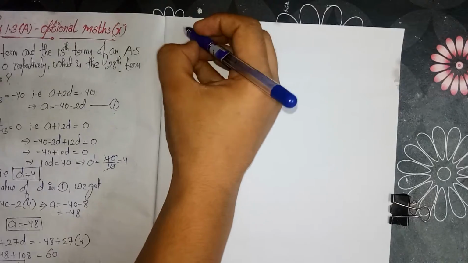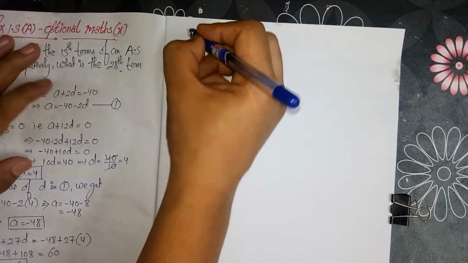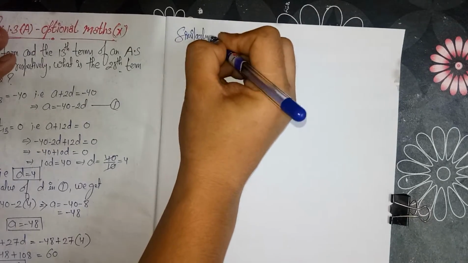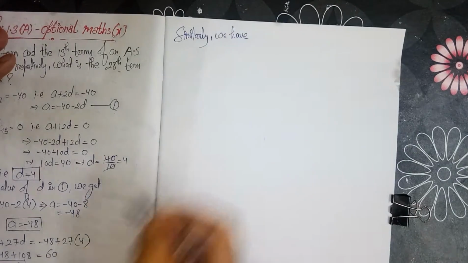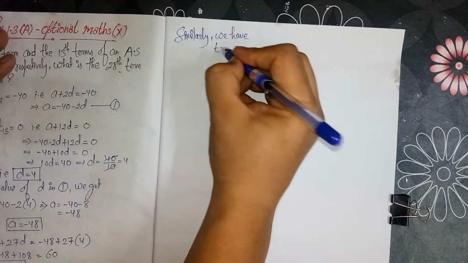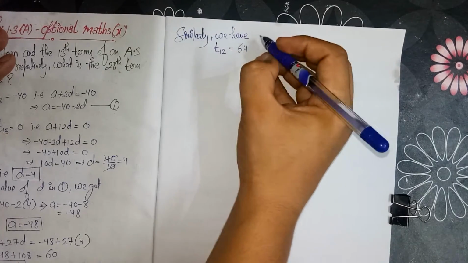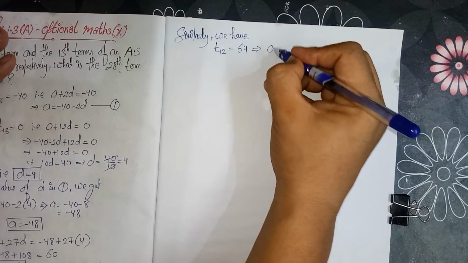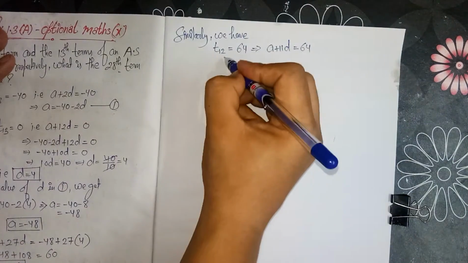Similarly, this is okay. Similarly, we have the value of T12. T12 is equal to 64, which implies in place of T12 we can write A plus 11D is equal to 64, right?